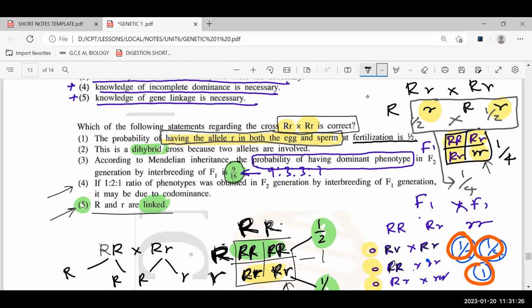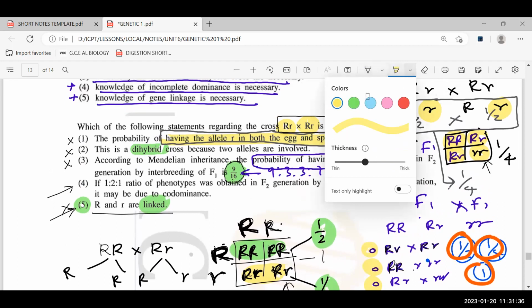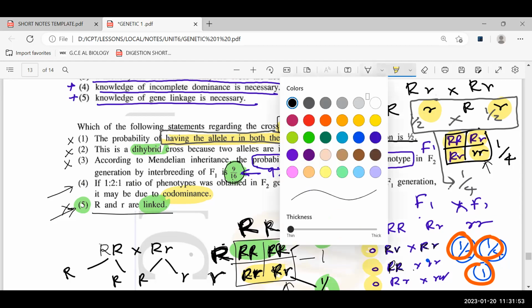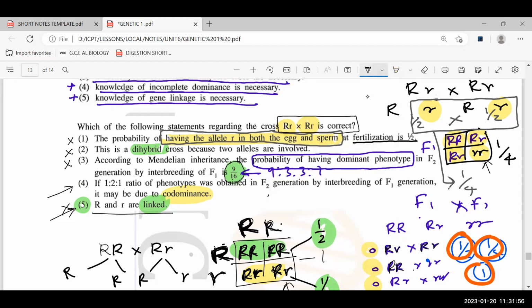So this is wrong, this is wrong, this is wrong, this is wrong. And we haven't learned codominance. We're going to learn codominance in the next section. And in Mendelian genetics, the ratio we are expecting is a phenotypic ratio of 3 to 1.